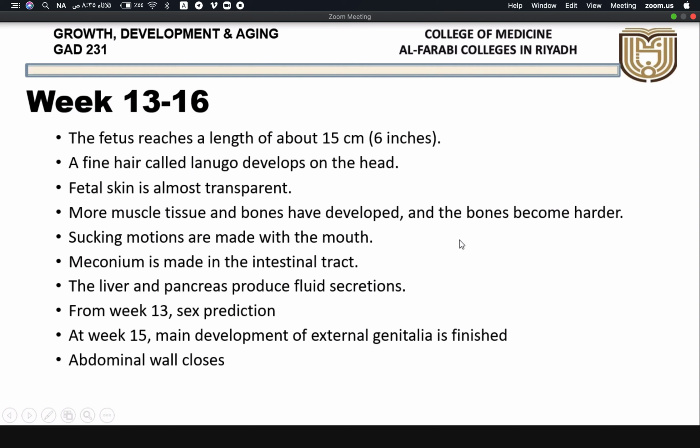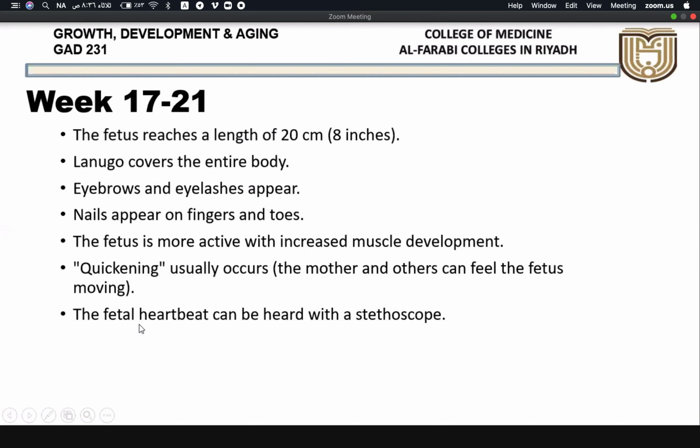And the fetal skin will be transparent, and there will be development of the bones, thickening of the bones, which can be seen through the transparent skin, even the development of the muscle. And there will be sucking motions, which can be seen with the mouth of the fetus, and there will be meconium within the intestinal tract. And the liver and pancreas are also forming, and they start secreting some small quantity of fluid. And there will be development of the external genitalia, which will help in the determination of the sex by ultrasound by this time. And the abdominal wall closes at this stage.